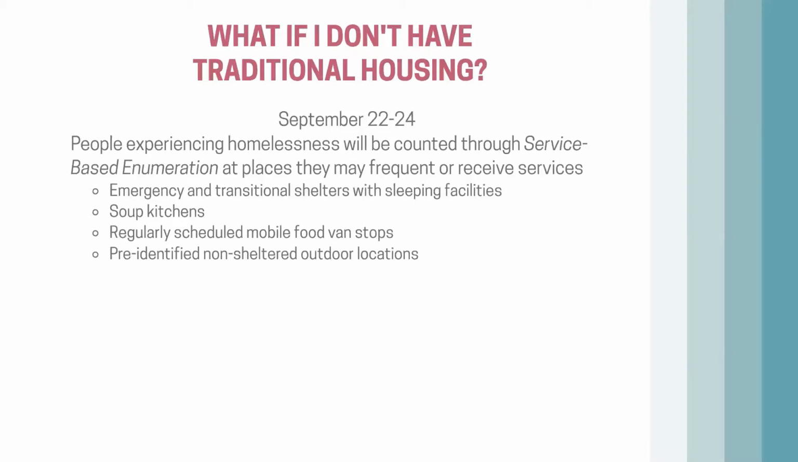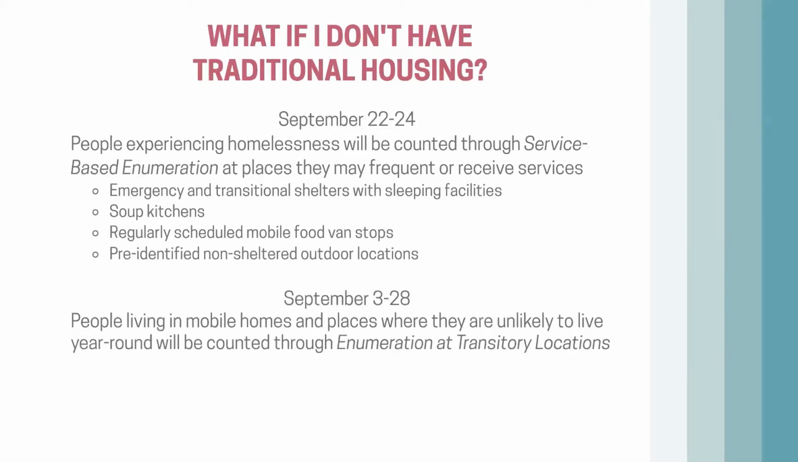From September 3rd to the 28th, people who live in mobile homes or places where they're unlikely to live year-round will be counted through enumeration at transitory locations. So again, the census taker will go to you, and those transitory locations include RV parks, campgrounds, marinas, hotels, motels, circuses, carnivals, and traveling shows.